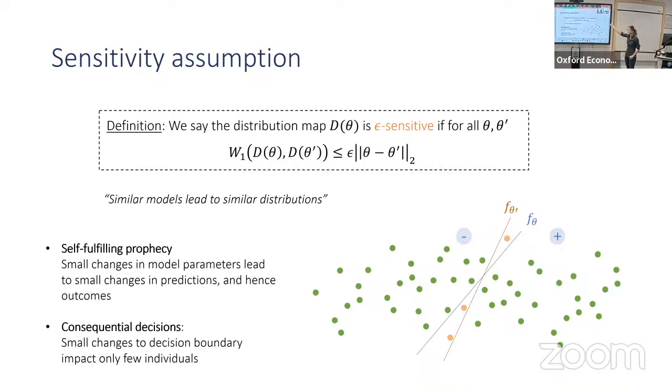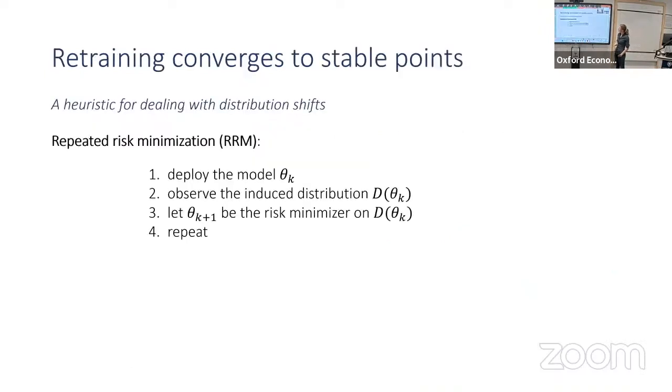And I want to later contrast that to modeling in econ. But for now, I just want to commit to the function and show a couple of results that we can get using sensitivity. So the first one is retraining, coming back to what we talked about before. Retraining is a very natural heuristic in machine learning to deal with distribution shifts.